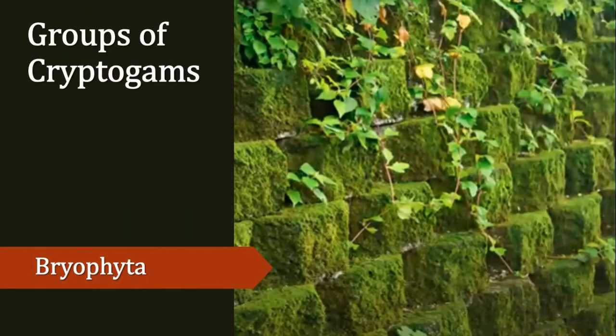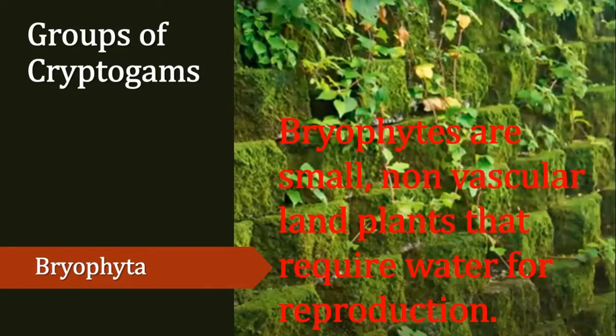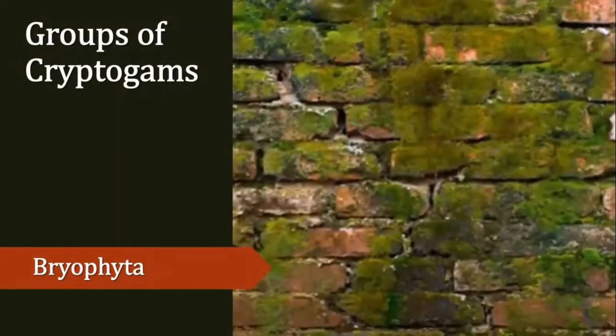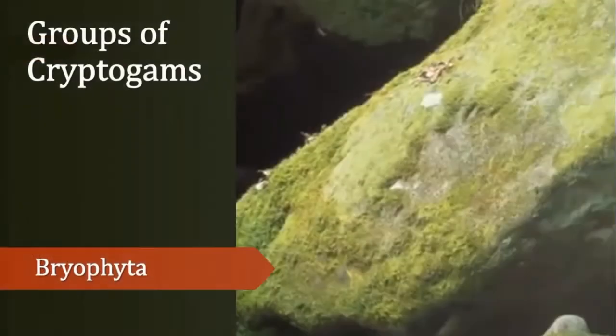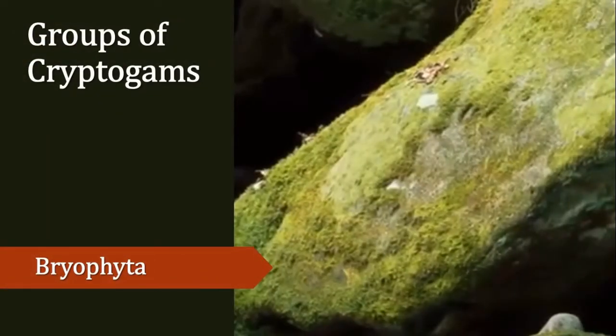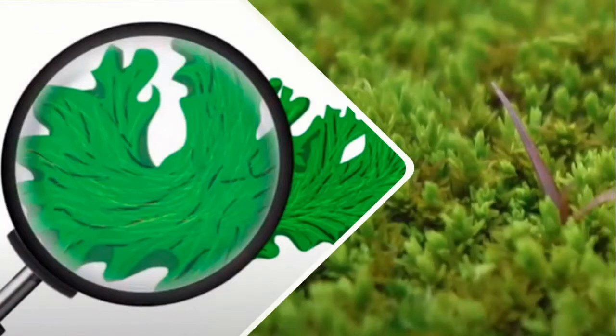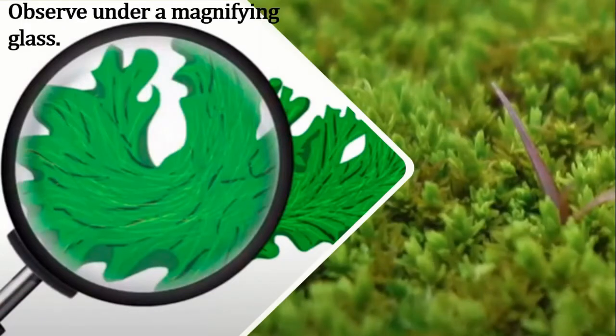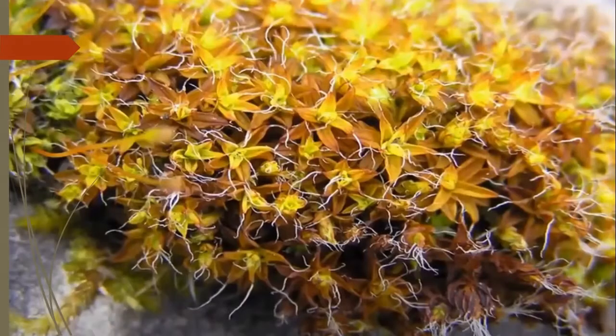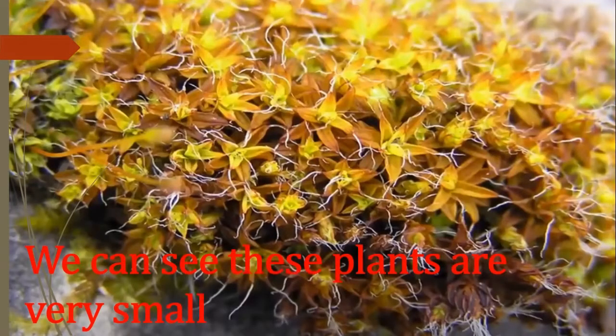Now let us understand about Division Bryophyta. Bryophytes are small non-vascular land plants that require water for reproduction. Students, you may have seen a lush green soft carpet on walls, on bricks, on rocks in the rainy season. Now observe it under a magnifying glass. We can see that these plants are very small.